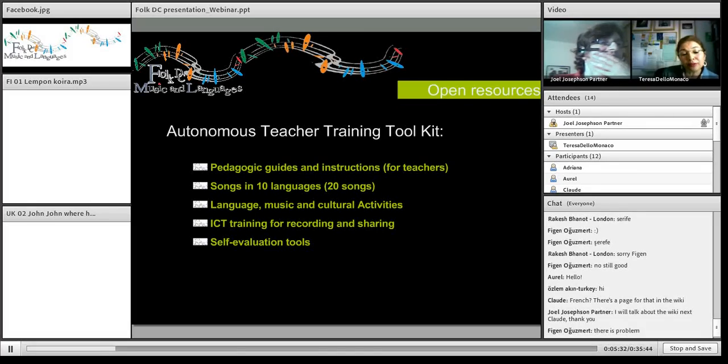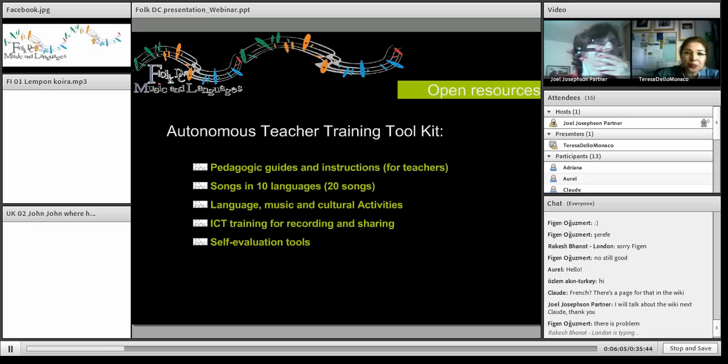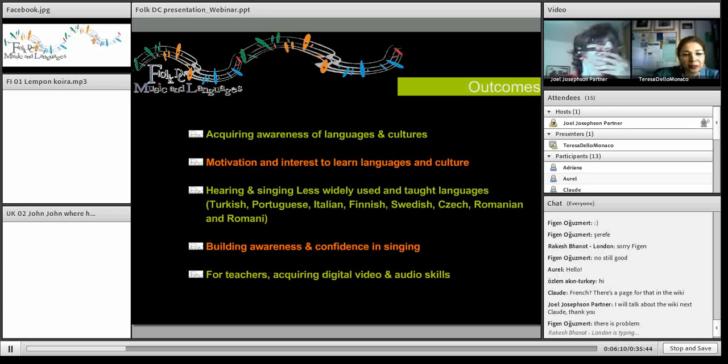Then we have the self-evaluation tools, because these tools are important to understand to which extent we have reached our goals in raising awareness and joy of languages. All these activities are not to teach languages, but to make children aware of the differences, similarities, and the beauty and the joy of different languages. Then afterwards, we can have a session with questions and answers.